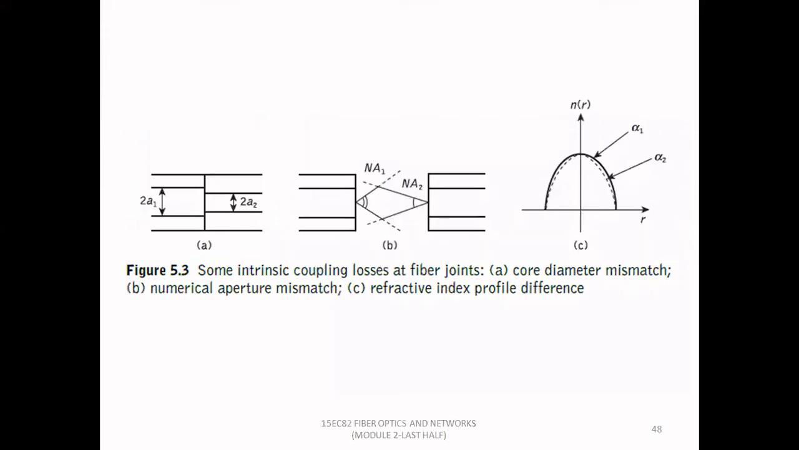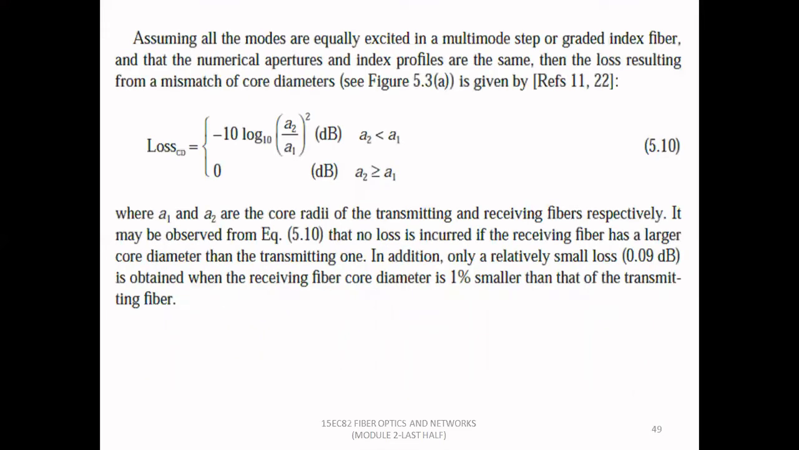Some intrinsic coupling losses at fiber joints are shown in figures A, B, and C. A is core diameter mismatch, B is numerical aperture mismatch, C is refractive index profile difference. So assuming all the modes are equally excited in multimode step or graded index fiber, and that the numerical aperture and index profiles are the same, then the loss resulting from mismatch of the core diameters is given by loss CD equal to minus 10 log 10 of (A2 by A1) the whole square in decibels, where A2 is less than A1, 0 if A2 is greater than or equal to A1, where A1 and A2 are the core radii of the transmitting and receiving fibers respectively.